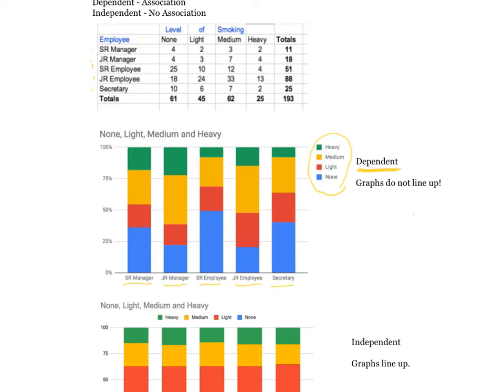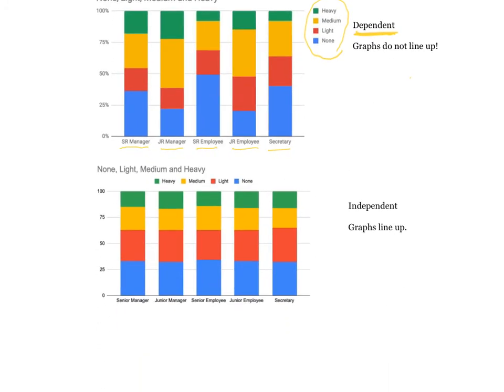Okay. So if I was describing the relationship between these, I would say that junior managers and junior employees are more likely to be smokers at this company, and senior employees and senior managers and secretaries are the least likely to be smokers. At the bottom here, this is what the graphs would have looked like if these two variables were independent. Okay, so notice that all the graphs basically line up. So when all the graphs basically line up, that's when they're independent. Okay, this is just an example of what independence would look like.